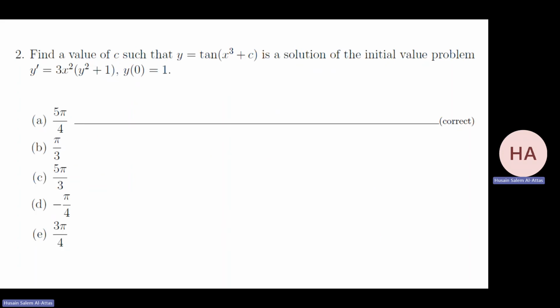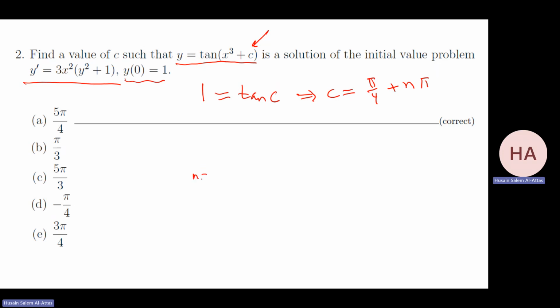Now we'll continue. Now we need to find the value of C so that Y is a solution. As he told me, Y is a solution, so I should satisfy this. And also I need the initial condition to find the C. So substitute, I have what? 1 equal tan of C. What will be C? C will be pi over 4 plus n pi. Okay, so if n equals 0, C is pi over 4.